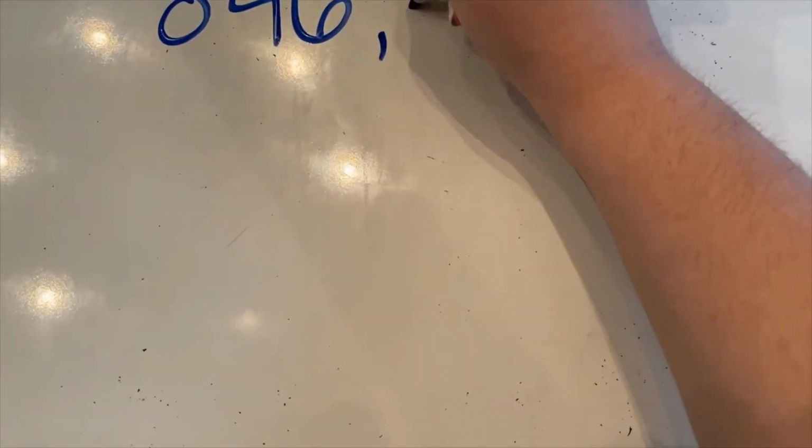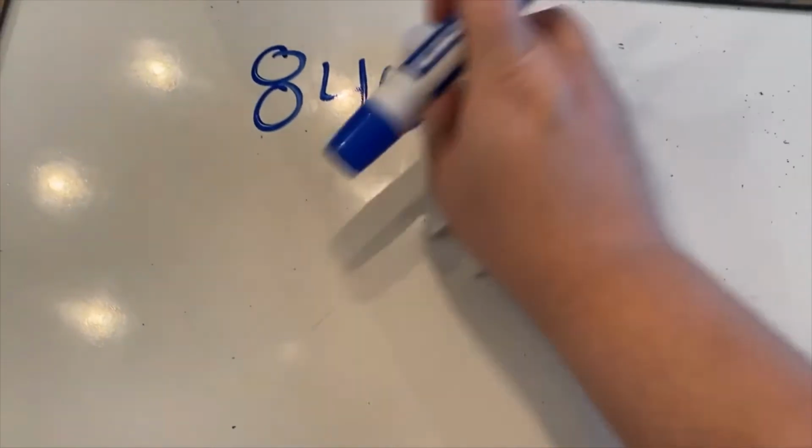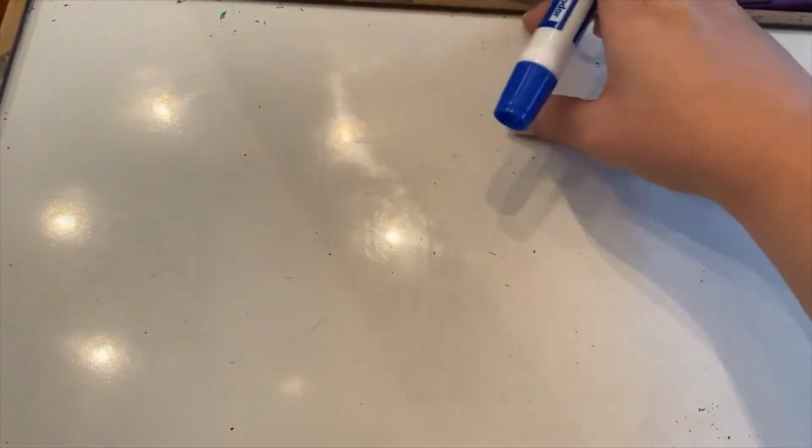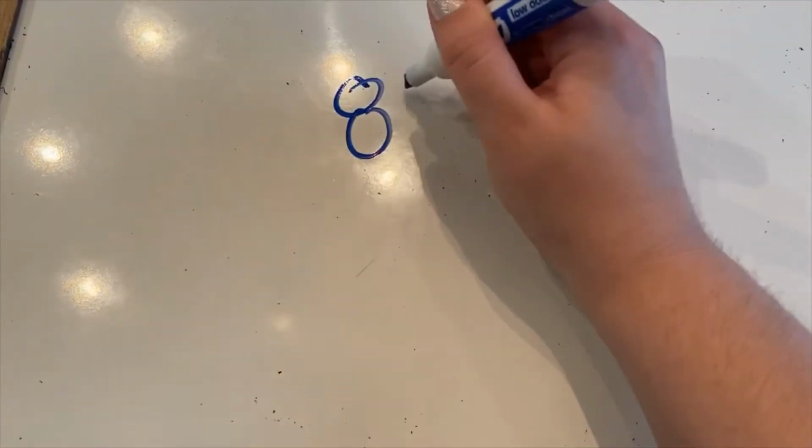So I start with 846,500. You know what? I'm going to back up just a wee bit here, because I know there's going to be some regrouping. So I like to leave myself a little space at the top for that. Otherwise I have to squeeze everything in there and it gets a little weird.